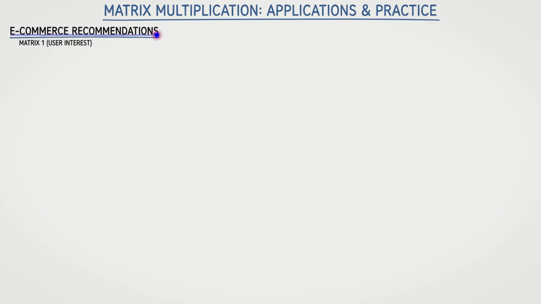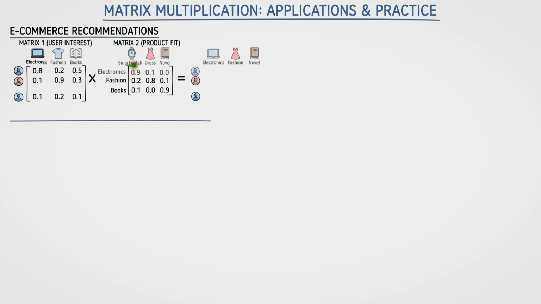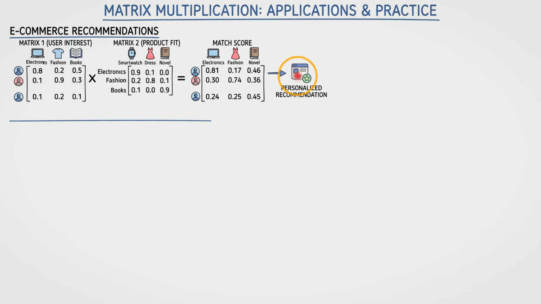Look at this e-commerce recommendation system. We start with Matrix 1, which tracks users and their interests in broad categories like electronics, fashion, or books. Then we have Matrix 2, which scores specific products like a smartwatch or a novel against those exact same categories. By multiplying these matrices together, the computer calculates a match score for every single product against every user. So if your row shows a high interest in gadgets, the math automatically connects that to the smartwatch column, giving you a highly personalized recommendation.